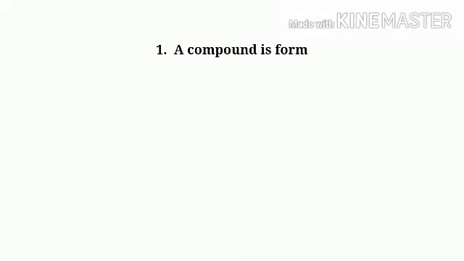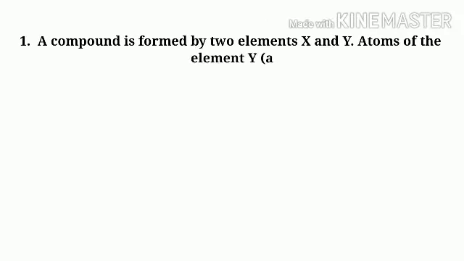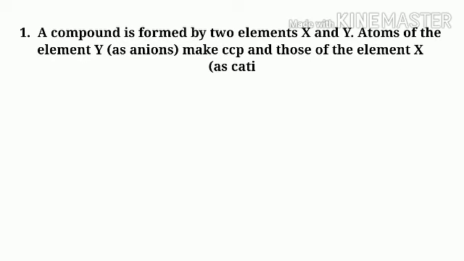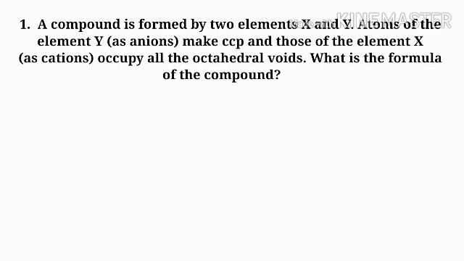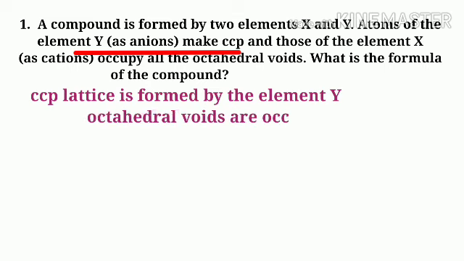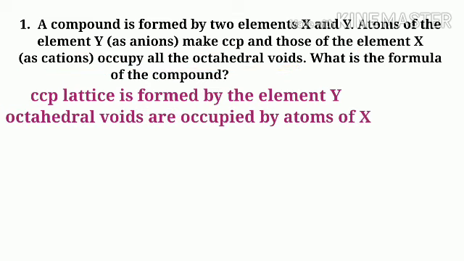A compound is formed by two elements X and Y. Atoms of the element Y as anions make CCP and those of the element X as cations occupy all the octahedral voids. What is the formula of the compound? In this problem, it is given that the CCP lattice is formed by the element Y and the octahedral voids are occupied by the atoms of X.